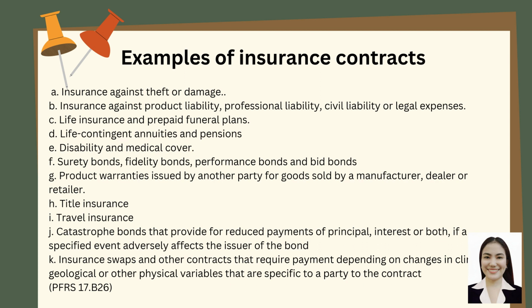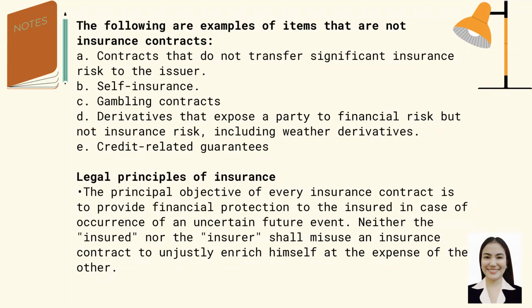So, for the next slide, if there are examples of insurance contracts, there are also exemptions. There are also examples of items that are not considered insurance contracts, such as contracts that do not transfer significant insurance risk to the issuer.